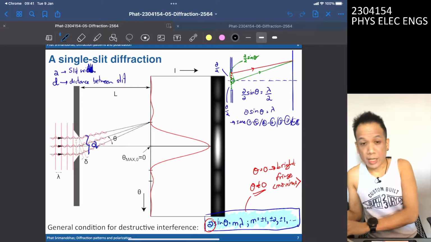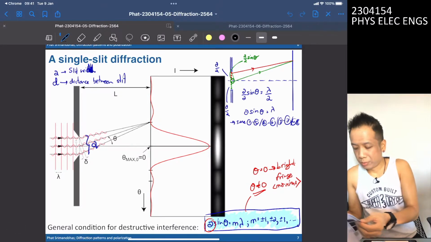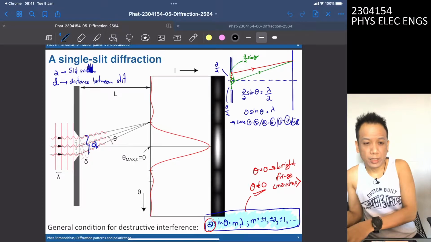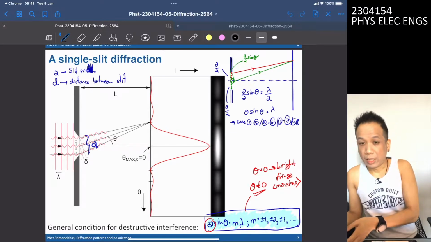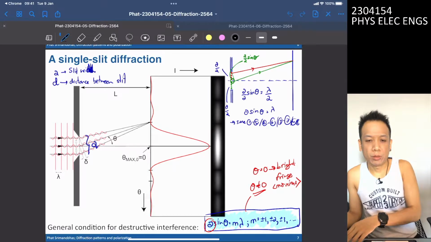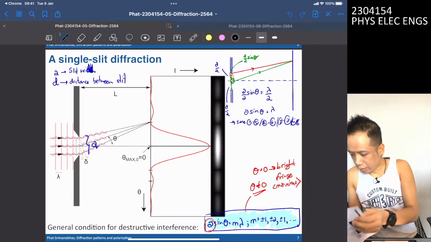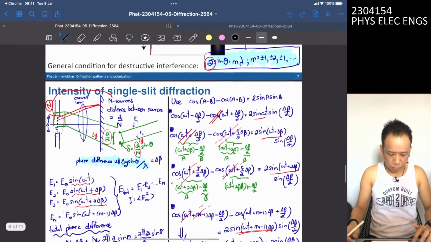Then we discussed single slit diffraction. So the open slit with width A, and we talked about the condition for destructive interference: A sin theta equals m lambda, where m starts from 1, plus and minus 1, plus and minus 2. And when theta equals 0, that is the bright central region.